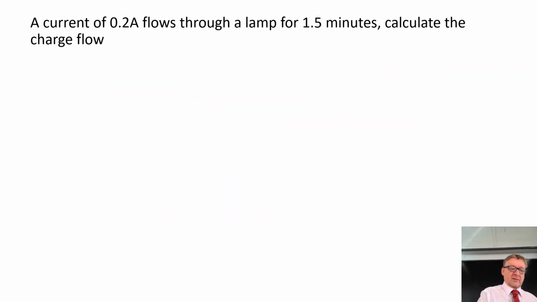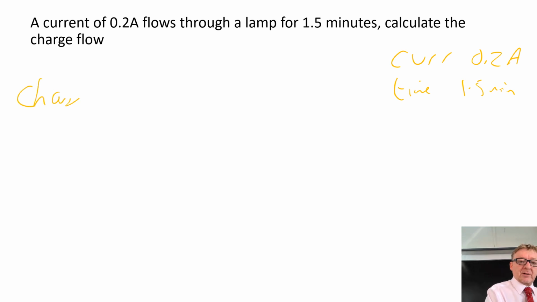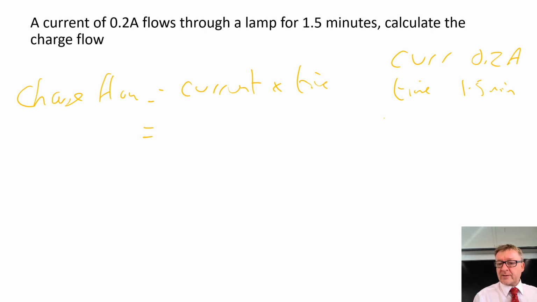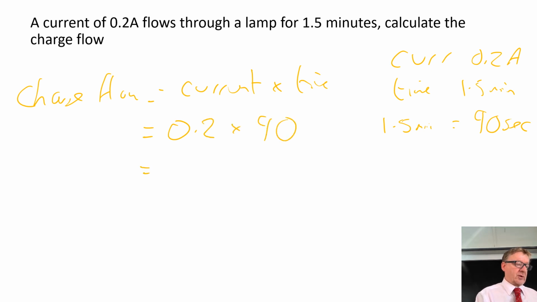A current of 0.2 amps flows through a lamp for 1.5 minutes. Okay, I can see where that's going to be already. 1.5 mins. Calculate the charge flow. So let's find our equation. Charge flow equals current times time. Time, 1.5 minutes, so 1.5 minutes equals 60, half a minute, 90 seconds. So current, 0.2 times 90 equals 18, the units of charge flow are coulombs.